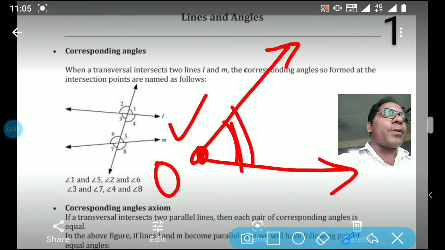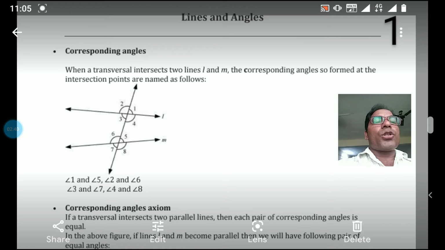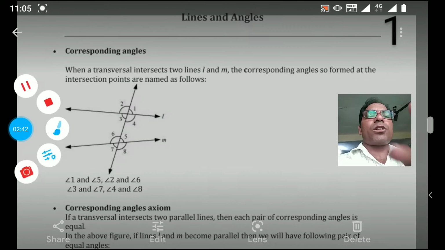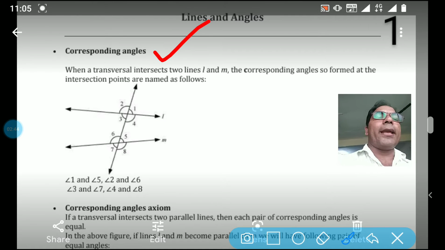So this is the chapter lines and angles, and there are different types of angles in this chapter, which I am going to explain. Here you can see the first topic is corresponding angles. What are the corresponding angles?